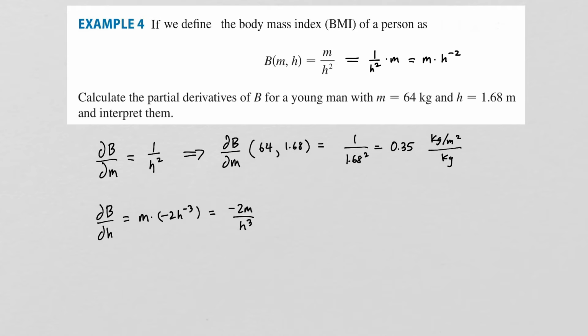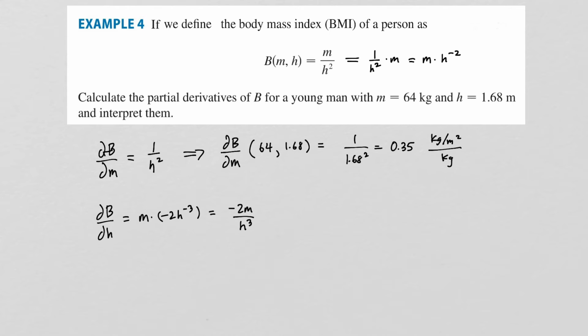Well, since this is the partial derivative with respect to mass, we are holding the height constant. So if we assume somebody's height does not change, then the change in their BMI for every kilogram that changes is approximately 0.35. What that means is that if you keep the height the same, every kilogram of weight gained is going to increase the body mass index by 0.35. And also, every kilogram of mass lost would reduce the body mass index by 0.35.